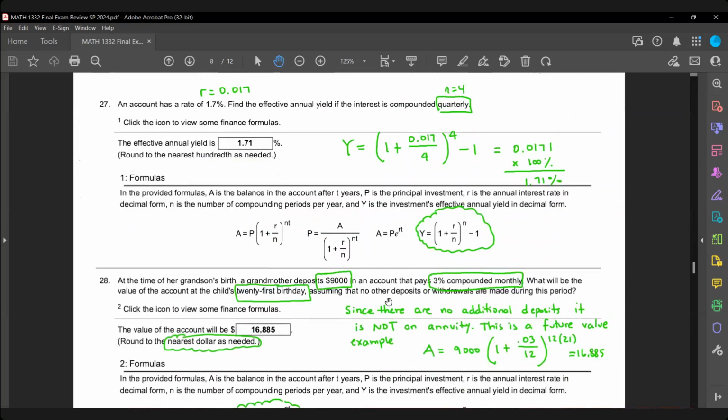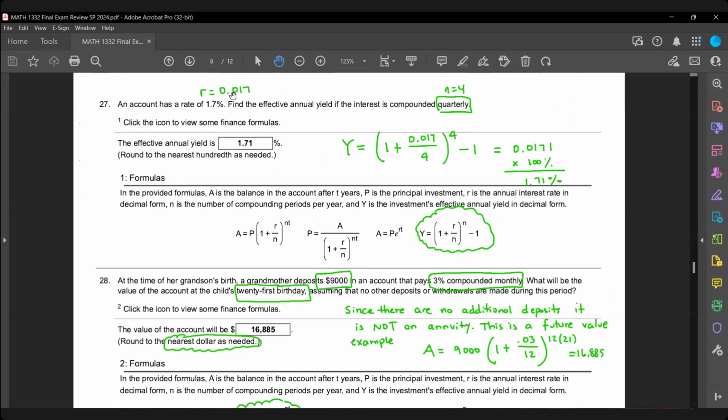For question 27, it wants us to find the effective annual yield. For this particular example, MyMathLab is offering some formulas. Some are irrelevant to this example, and one of them is actually the one that we need to use. This is the formula for effective annual yield.